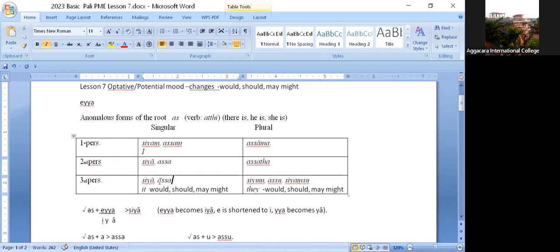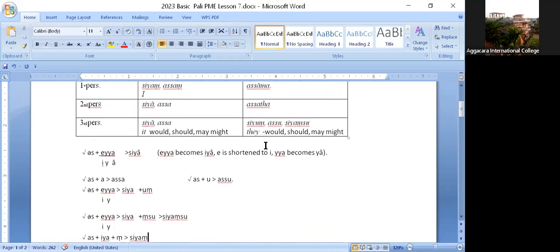Now, this is called irregular, meaning the form is not normal like just now. So how do we get this siya, asa, siyum, asu, siyamsu, siya, asa, asata, siyam, asam, asama? This is the same as Pali lesson 7. I will explain some of how you get these.